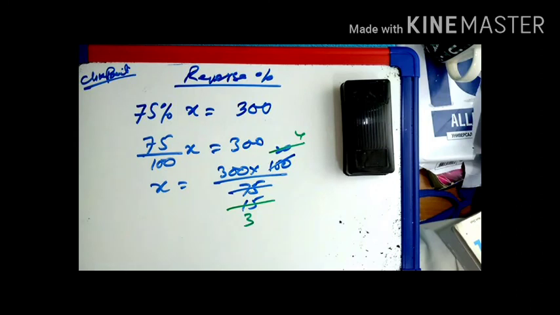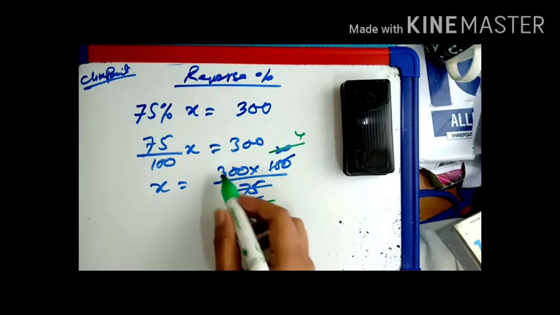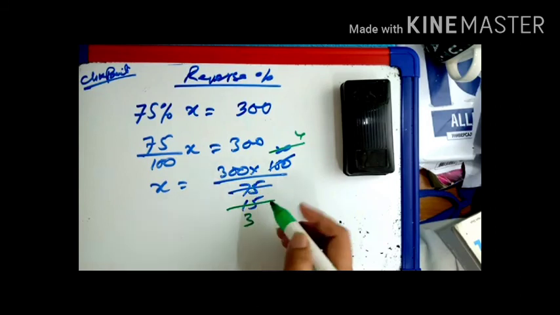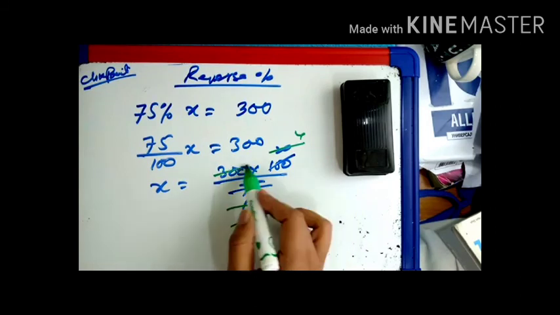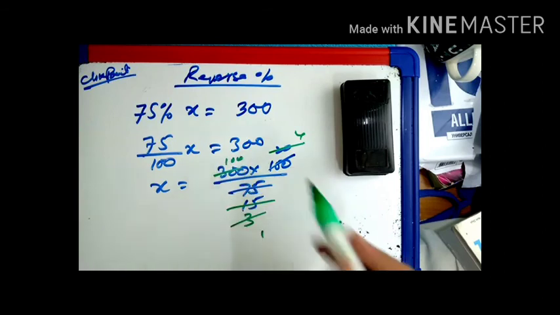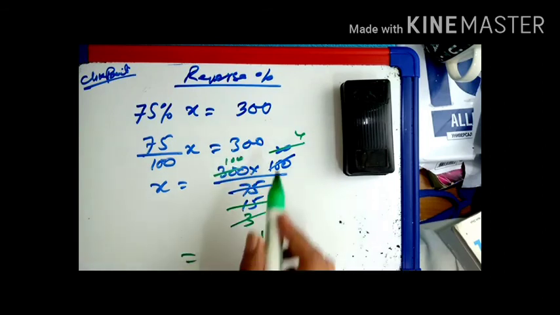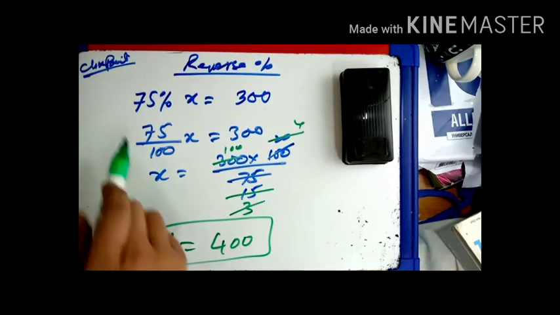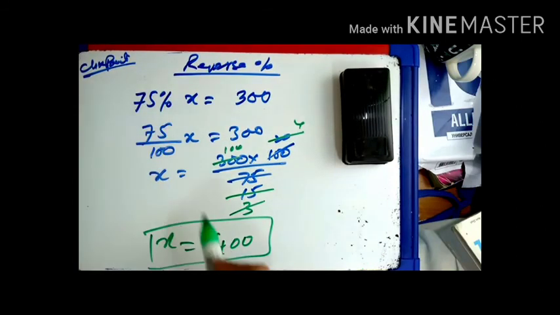And then now 3 and 300, can you divide these two? 3 1s are 3, 3 100s are 300, right? So 100 4s are 400. Khalas. Answer is 400. If you take 75% of 400, you will get 300. Got it?